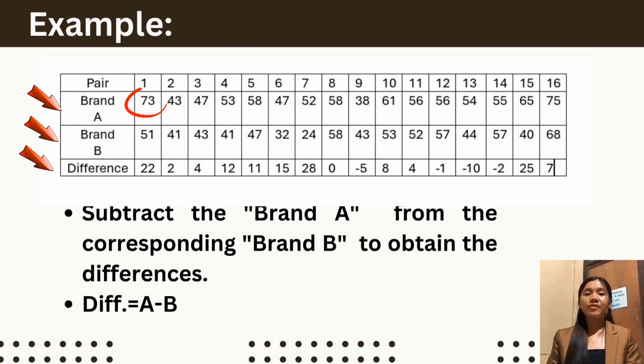So we have here 73 minus 51 is equal to 22. So 22 ang atong difference sa pair 1. We're just going to follow this formula, the difference from pair 1 to pair 16, then tagsa-tagsaon nato sila.